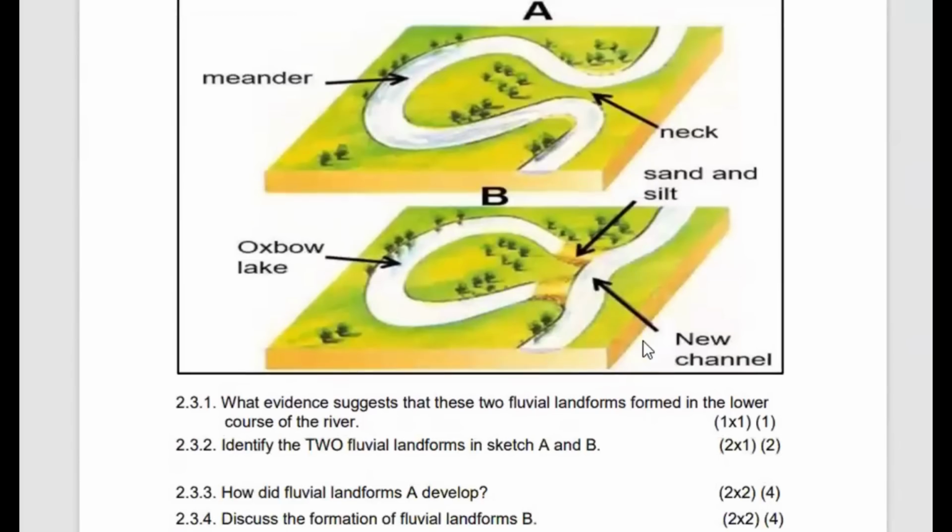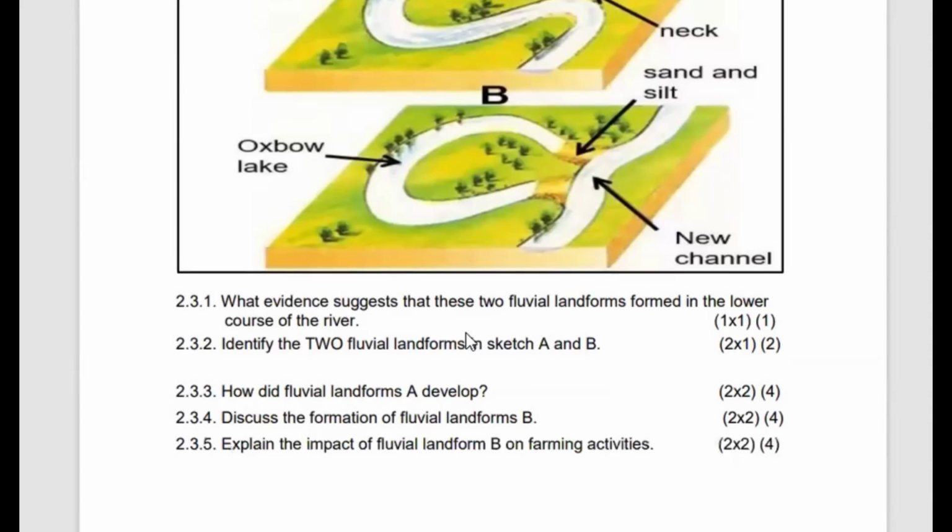The next question is saying, what evidence suggests that these two fluvial landforms formed in the lower course? We are looking at the formation of an oxbow lake. From a meander, the neck ultimately breaks and the oxbow lake forms. What evidence do we find there which suggests that this landform forms in the lower course? The evidence is that there is flat terrain.